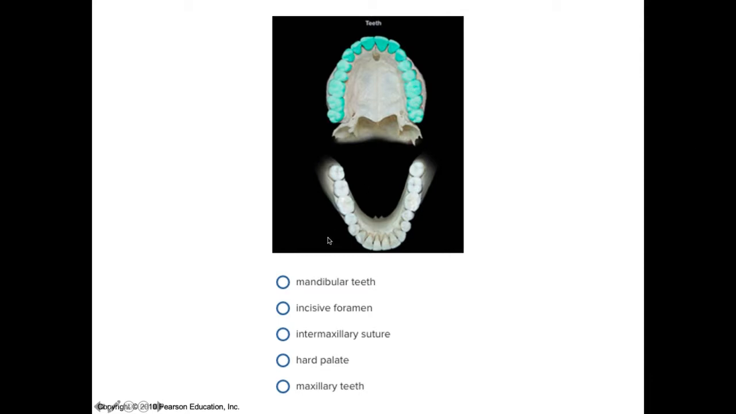So which teeth are these? Are they mandibular teeth? No. Incisive foramen? Well, that's this. Hard palate? That's this. Intermaxillary suture? Well, that's this. It's got to be the maxillary teeth. These are the maxillary teeth. These are the mandibular teeth.